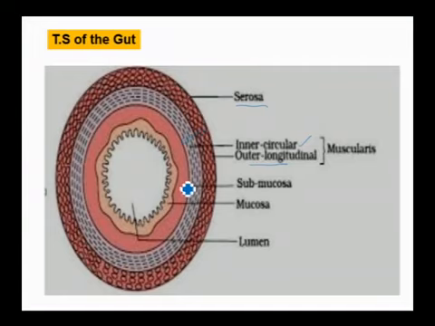Later, below this layer is the submucosa. It is made up of areolar connective tissue, and below the submucosa is the mucosal layer. It comprises smooth muscle fiber as well as connective tissue, and there are finger-like projections which we call the villi. There is a lumen within which the digestion process gets carried out.